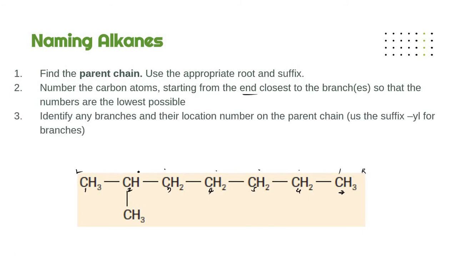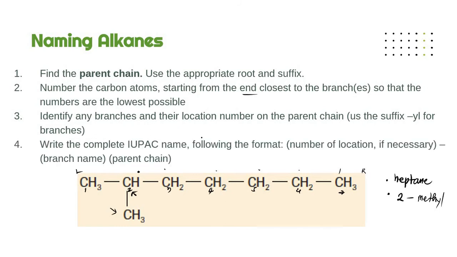Next rule, identify any branch and their location number. So first, for number 1, the parent chain is a heptane. And then identify any branch and their location number on the parent chain. So this branch is a methyl, and it's located on carbon 2. So this is 2-methylheptane. And then how to write the name?